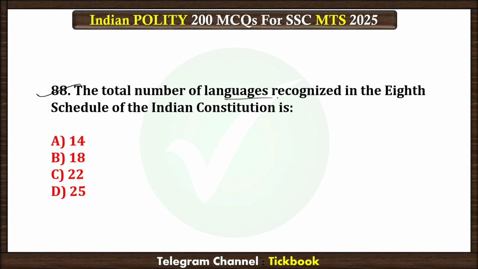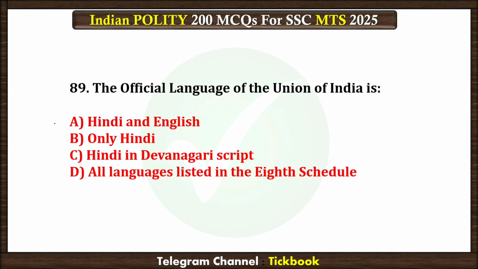88. The total number of languages recognized in the 8th schedule of the Indian Constitution is. Option number C, 22. 89. The official language of the Union of India is. Option number C, Hindi in Devanagari script.